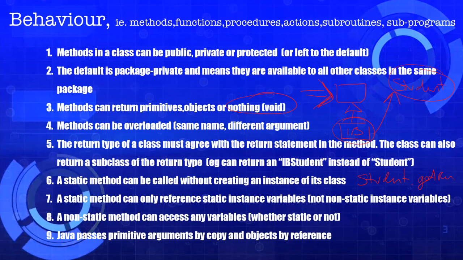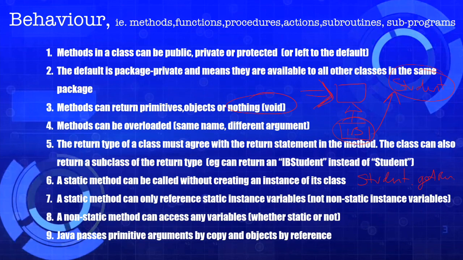can only refer to static variables. It cannot refer to non-static variables. And there's a good reason for that. If I'm calling a static method, then I may not even have created an instance of that class yet. So how could it assume that an instance variable exists? And even if it did, it wouldn't know which one to refer to. So basically, the rule is a static method can only refer to static variables, whereas a non-static method can refer to any variables.